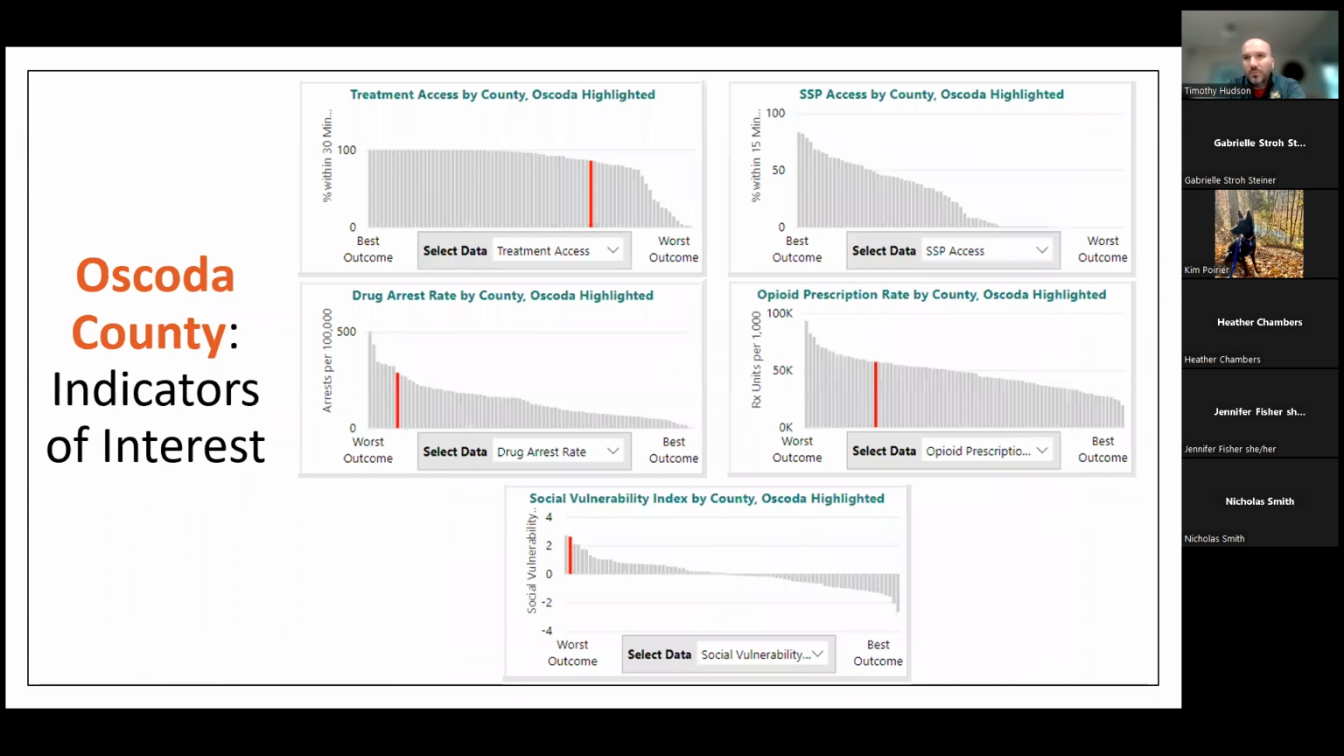And then this page pulled out some data points from the county profile, looking at that bar graph. How does Oscoda compare to other counties in the state? At the top, we're looking at treatment access and SSP access. As I mentioned before, none of the residents in Oscoda County live within a 15-minute drive of an SSP. And they are kind of low in SUD treatment access, but it still looks like approximately 80 to 90% are within a 30-minute drive of an SUD treatment center. We see they have a pretty high drug arrest rate, opioid prescribing rate, and again, are high in social vulnerability.